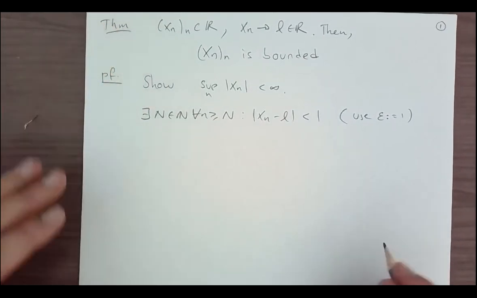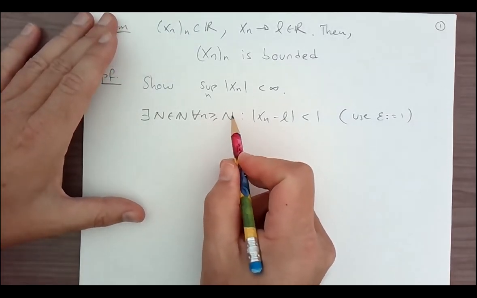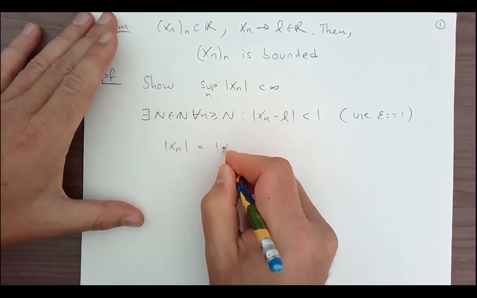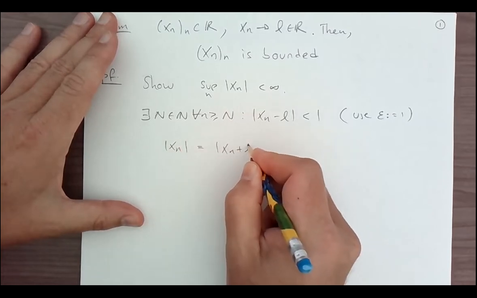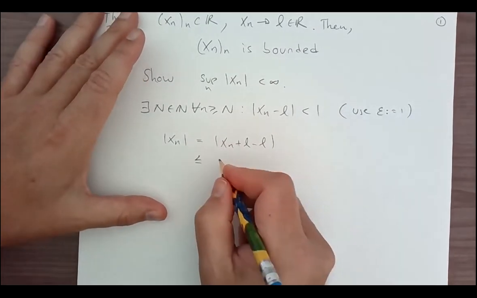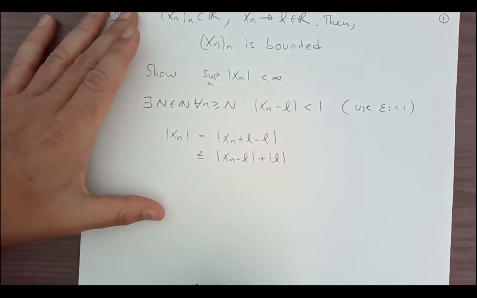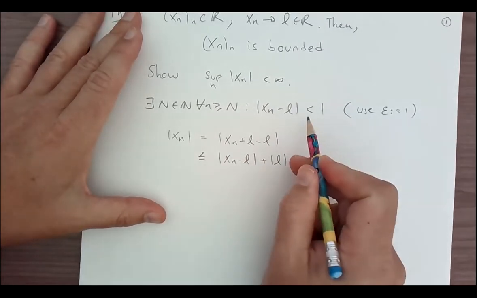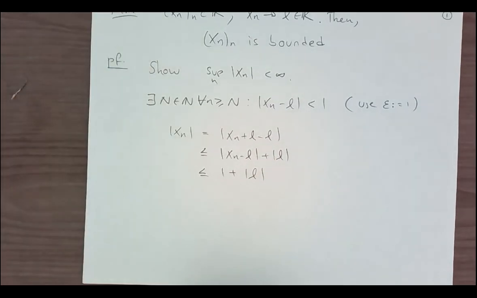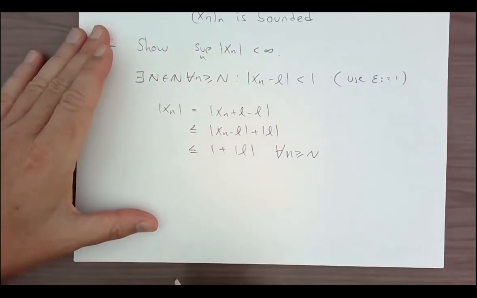Okay, so this is going to give me control over the tail, all those xn that come out towards the end. And so then I will write the absolute value of xn as xn plus L minus L. I'll use the triangle inequality. I'll say that this is less than or equal to |xn minus L| plus |L|. And the first one here, this is small. This is bounded by 1 plus |L|. And this is going to be true for anything that's coming out towards the end.